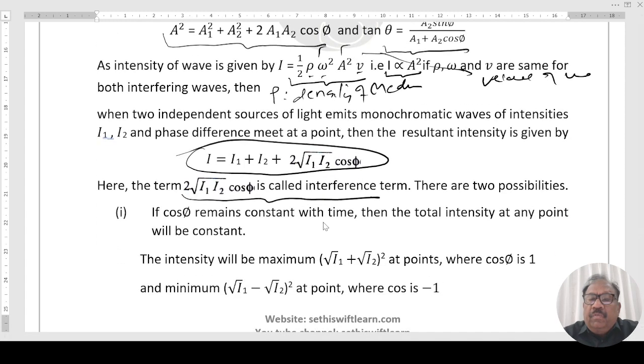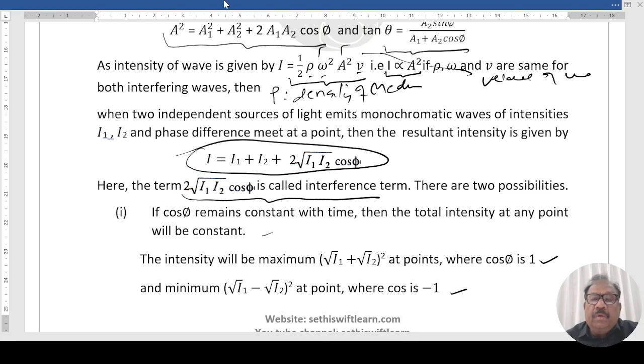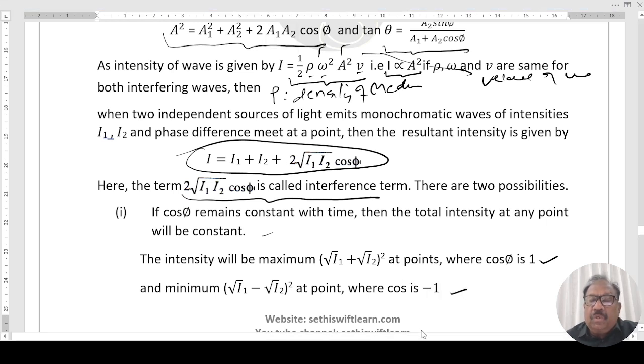If cos phi remains constant with time, the total intensity at the point will be constant. Intensity will be maximum if cos phi is 1, that is, root I1 plus root I2 whole square, at the point where cos phi is 1. Intensity will be minimum, root I1 minus root I2 whole square, at the point where cos phi is minus 1. Right? Now let's start with the question.